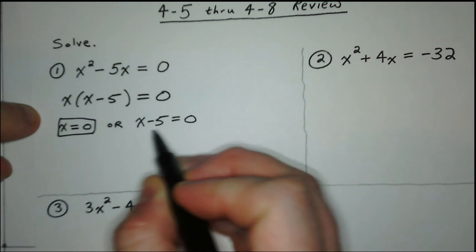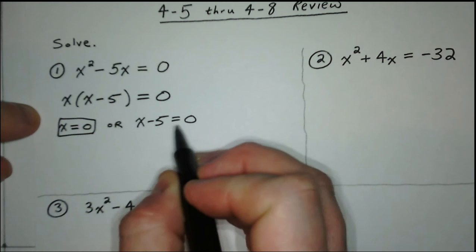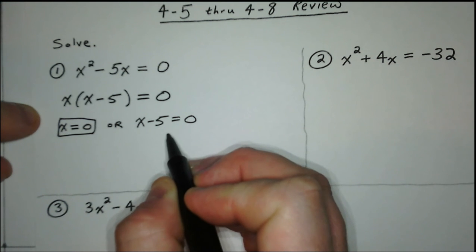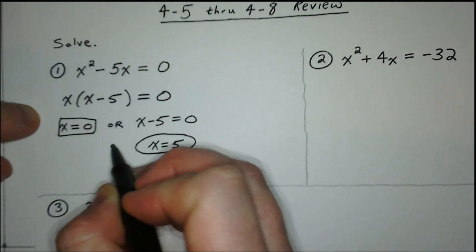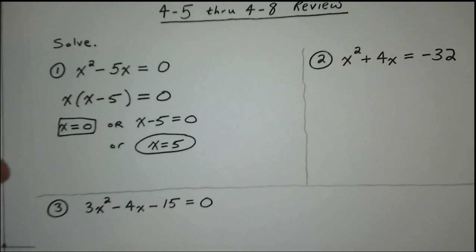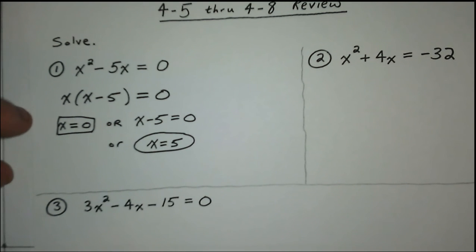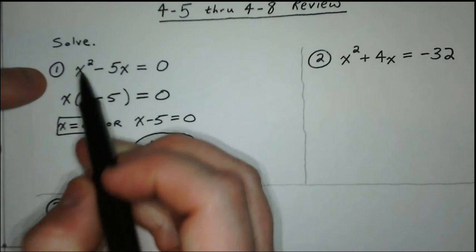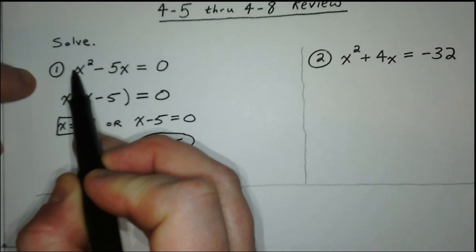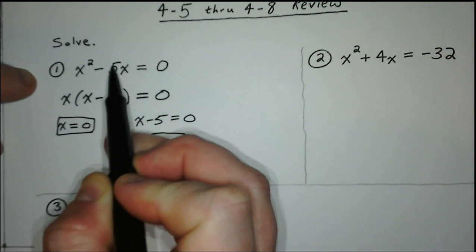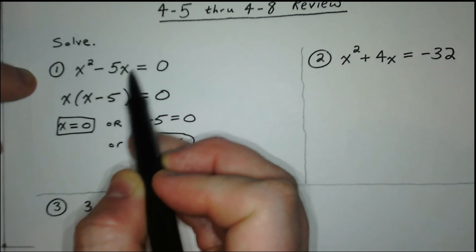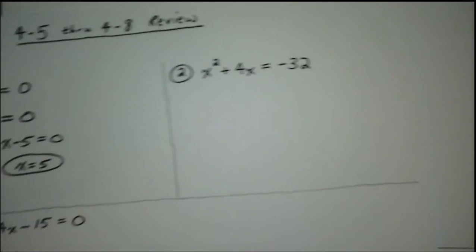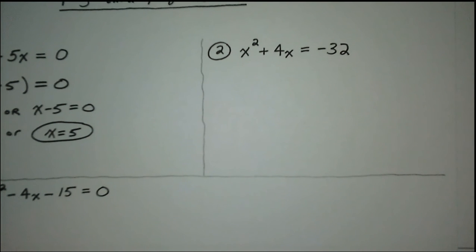And then the solution you get from here, once you get x by itself, is x equals 0 or x equals 5. That one's done. Or you could have done the quadratic formula. It looked like A equals 1, B equals -5, and there really is no C term, so C would equal 0. Over here in number 2, write that down.